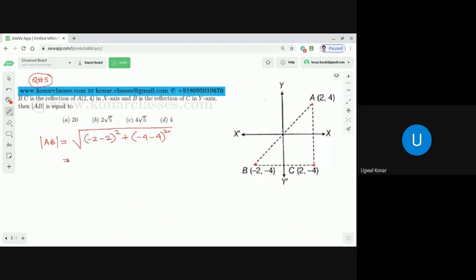So that becomes what? Square root of 16 plus 64. 16 plus 64 is equal to square root of 80, and square root of 80 is actually coming as 4 root 5. And eventually we get the correct option as option C.